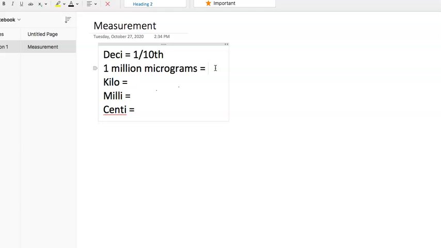Okay. A microgram. 1 million micrograms is 1 gram. These are just things you've got to know. Kilo is 1,000. So for example, 1,000 grams in a kilogram. Milli also is 1,000. So the example there could be 1,000 milliliters in 1 liter, and centi is 100. So 100 centigrams in 1 gram.